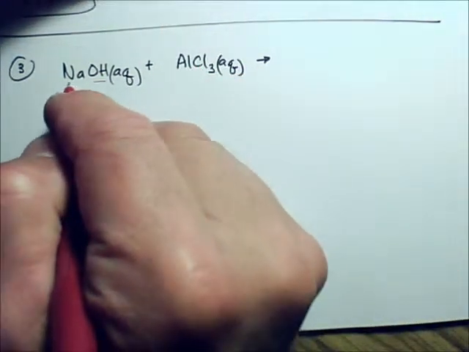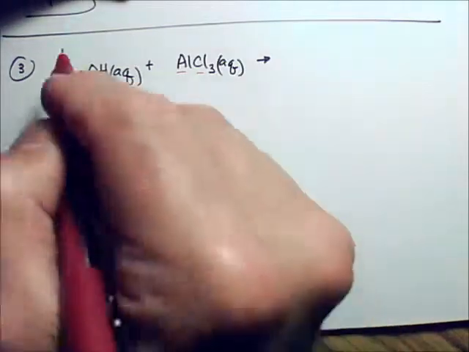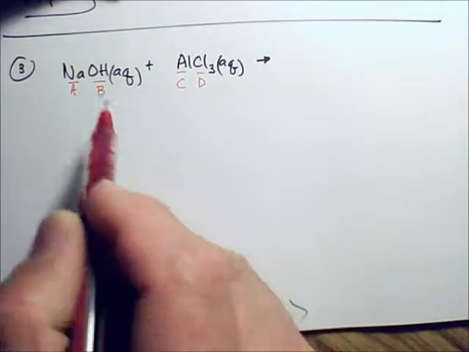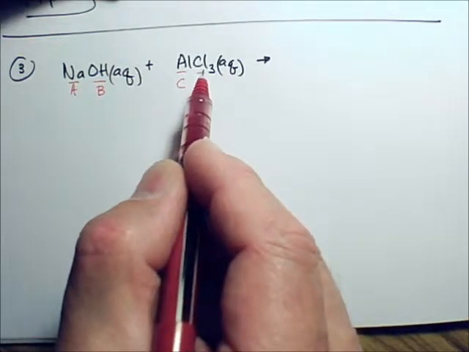So it's got to be two-part compounds. And if you want to, you can call this A, B, C, and D, where A has to join up with D.